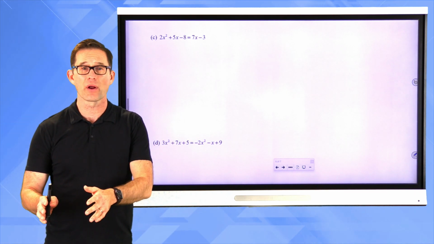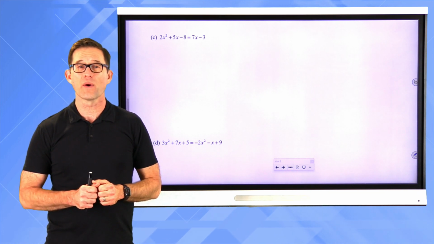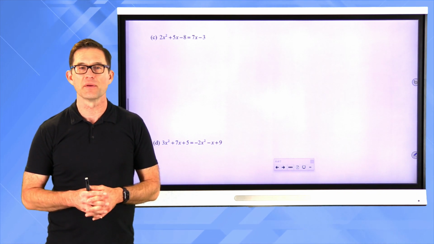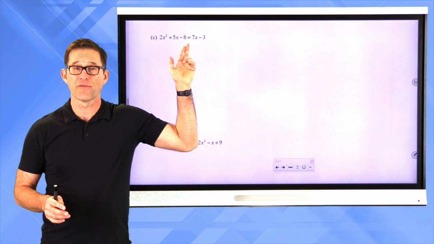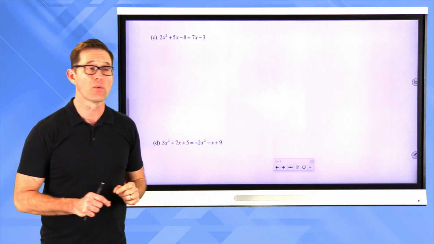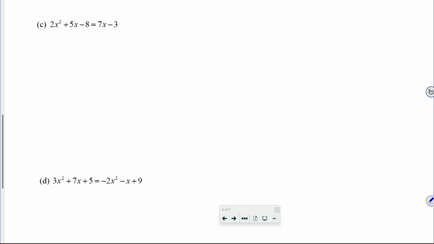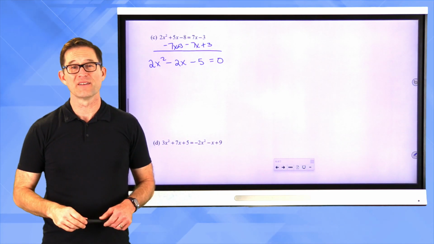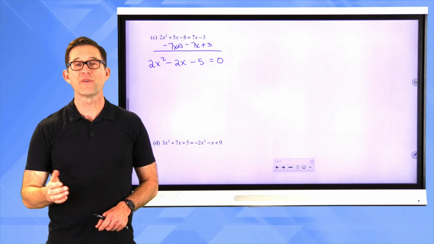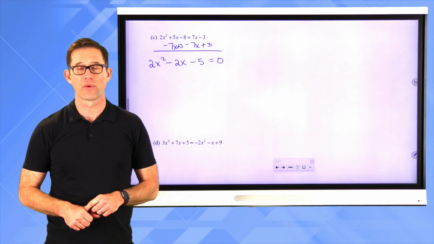So just like the zero product law, and like completing the square, well actually no, completing the square doesn't have to be equal to 0, but certainly like factoring, we need this thing to be equal to 0. So simple enough. To do that, I'll subtract a 7x and add a 3 to both sides. That will give me 2x squared minus 2x minus 5 is equal to 0. Okay, now that we have that, we can use the quadratic formula. Pause the video now and see if you can work through this the rest of the way.